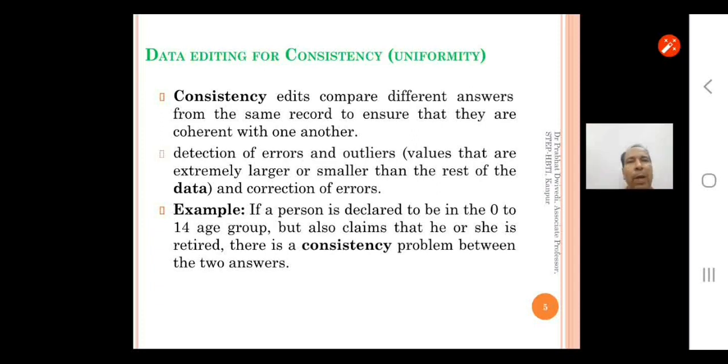Now let's take one by one. First, data editing for consistency or uniformity. What do we mean by this? Consistency edits compare different answers from the same record to ensure that they are coherent with one another. It should not have outliers. So if there are outliers, we need to check them so as to ensure that our data is uniformly distributed, or data is homogeneous, not that much heterogeneous. It is for the purpose of detection of errors, and not only errors but outliers as well.